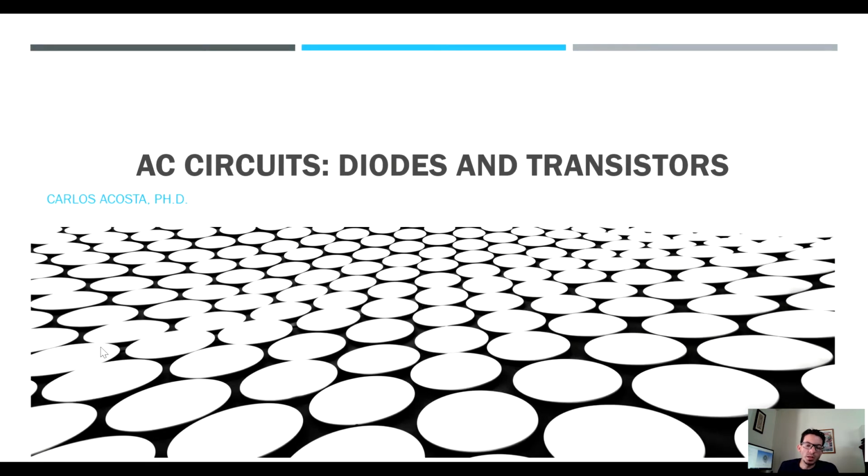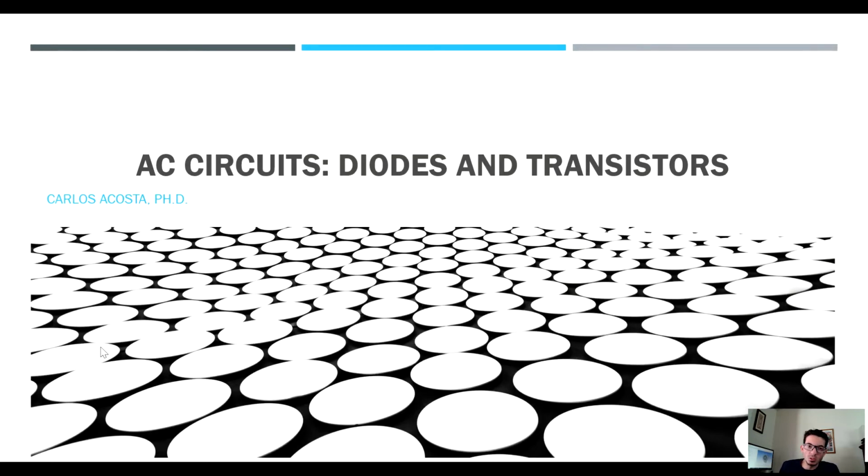Hello, today we are going to talk about active elements. We've studied passive elements such as resistors, capacitors, and inductors. Now we're going to study diodes and transistors, which are elements that let us control systems by the actuation and turning the parts of the element on and off.